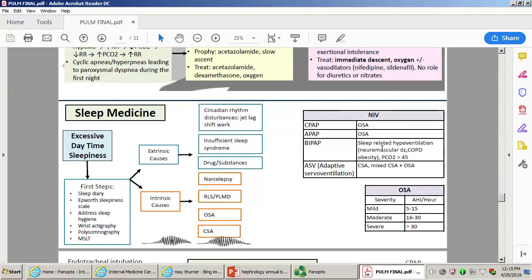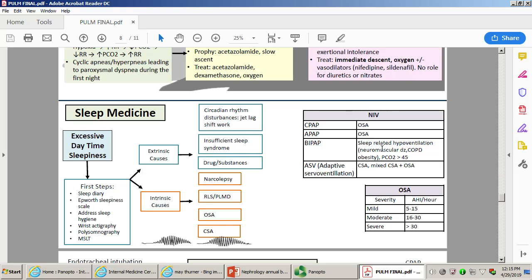Chronic CO2 retention. And if you are worried that somebody might need BiPAP, right? So if somebody has neuromuscular disorders, ALS, anything like that, and you are ordering a sleep study, you want it in lab.